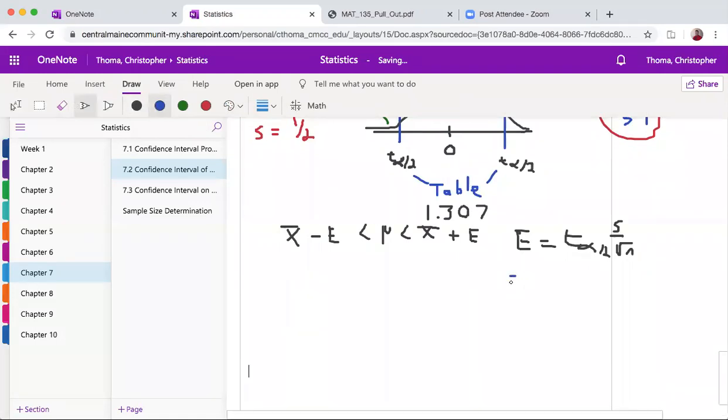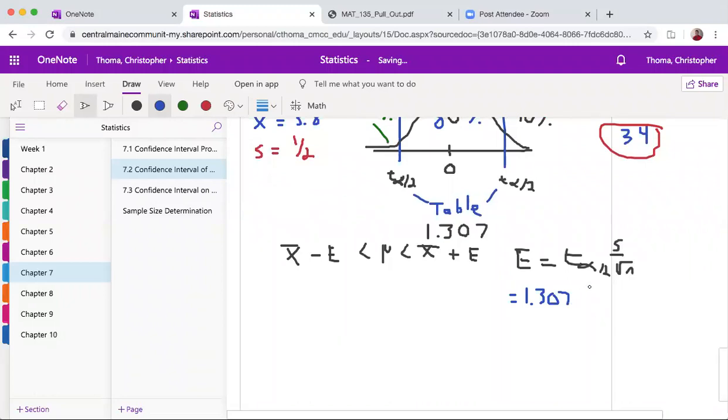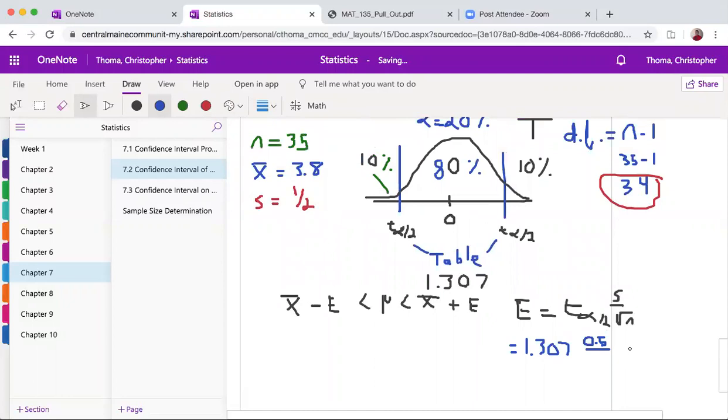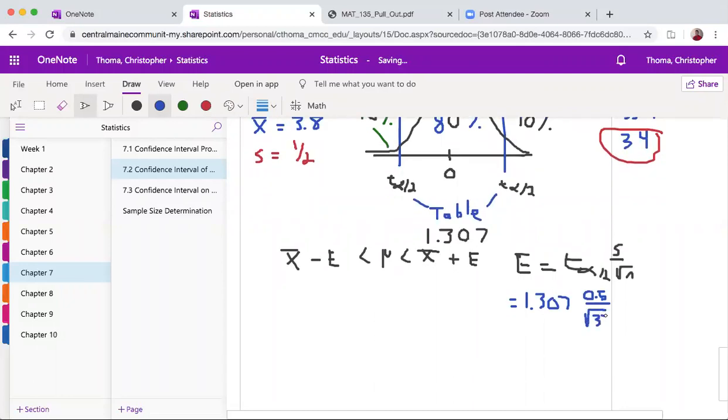So my E is 1.307. My standard deviation is 0.5 or 1/2, however you want to write it, over my n, let's get my n right this time, 35. So the square root of 35. Now we just type that into our calculator, which is literally putting 1.307 times 0.5 divided by the square root of 35. Enter. And I get 0.1105. Anyone else get that before I go on and have to erase a bunch of stuff? Yes. Good. Thank you, Jacob.